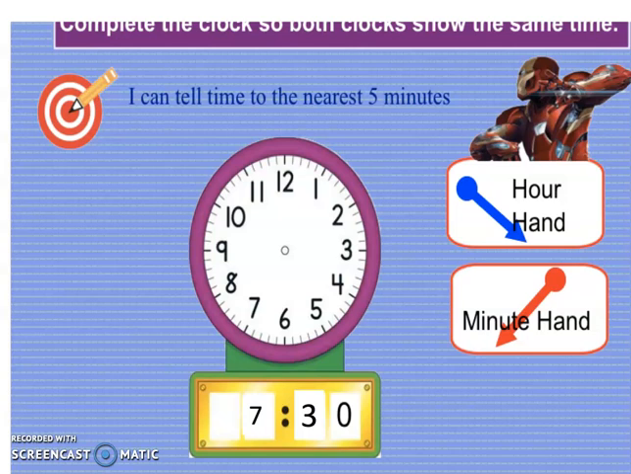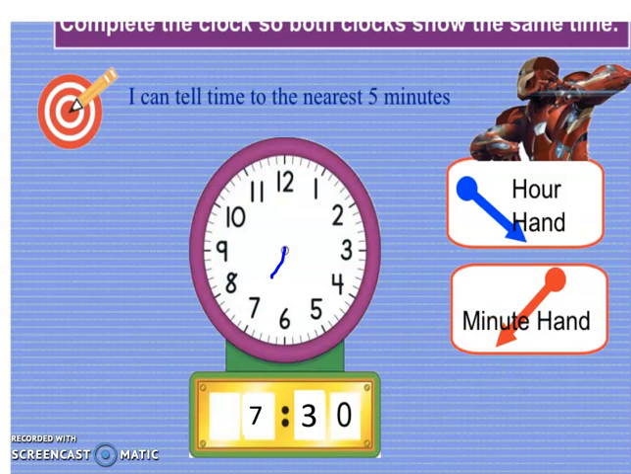I can tell time to the nearest 5 minutes. Again, we're going to review our hour hand and our minute hand. And as I said earlier, our hour hand is a little bit shorter than our minute hand. So the hour hand is the one that is in blue, and the minute hand is the one that is in red. So today we want to find the time 7:30. So first we're going to start with our hour hand. We're going to use our little marker here to draw to the number 7, which is 7 o'clock.